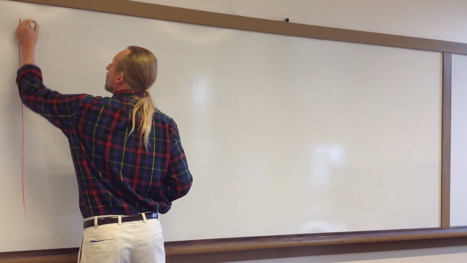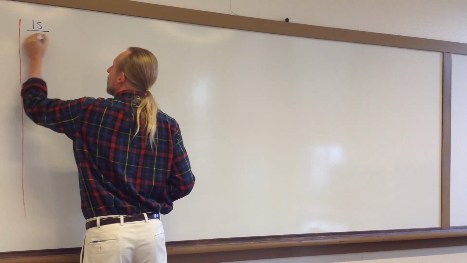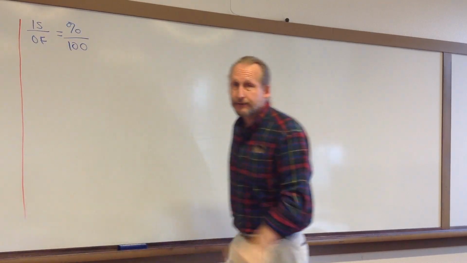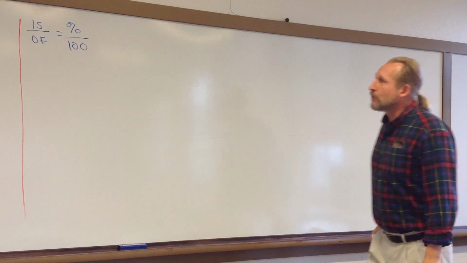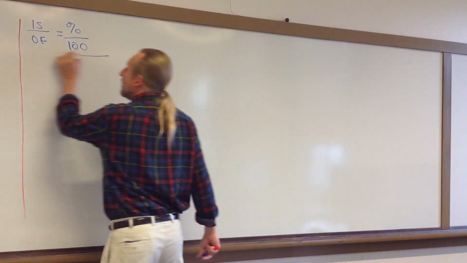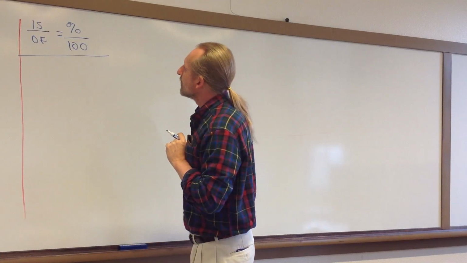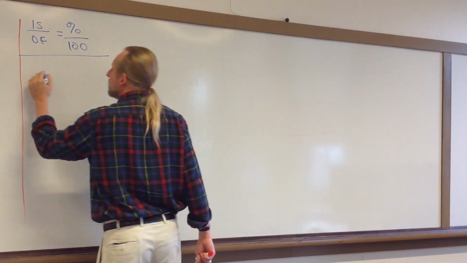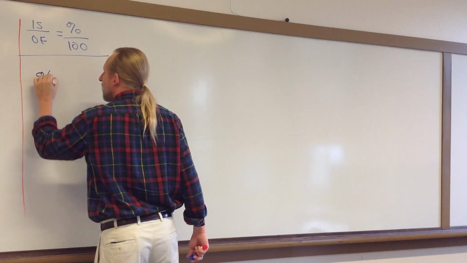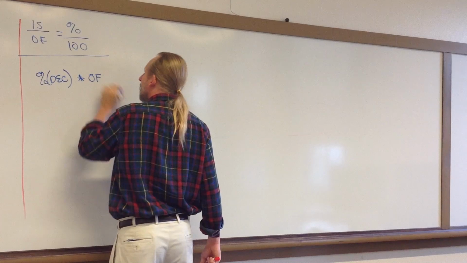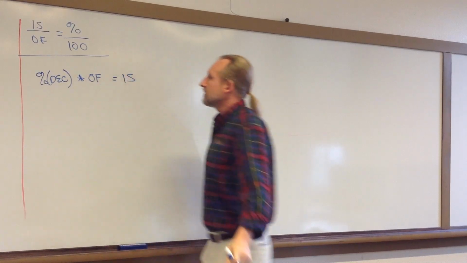All right, so what we're going to focus on is: is over of equals percent over 100. Now, another way to approach this is, we would take the percent as a decimal, multiply it by of, and that would give us is.